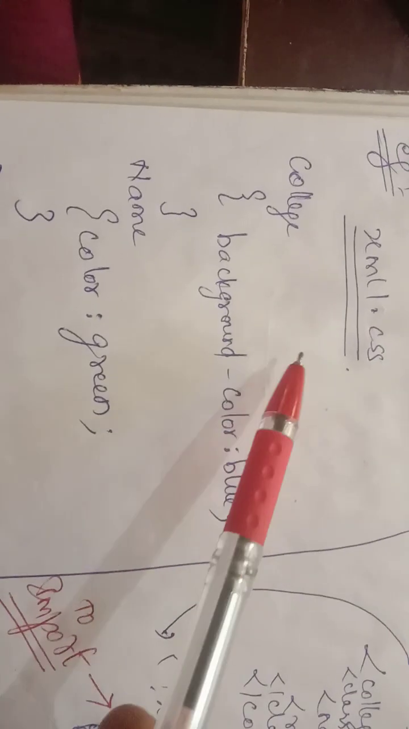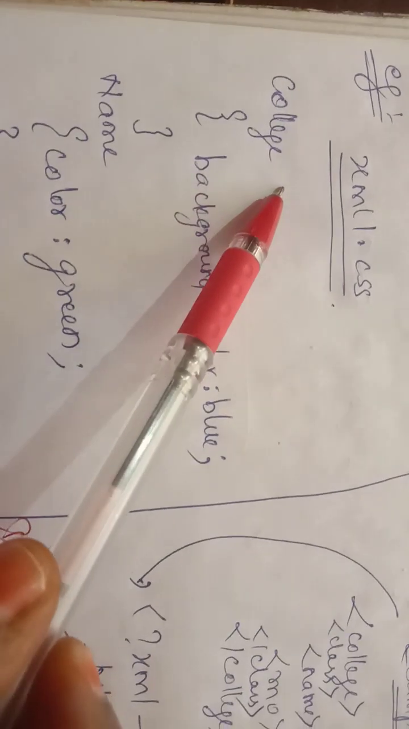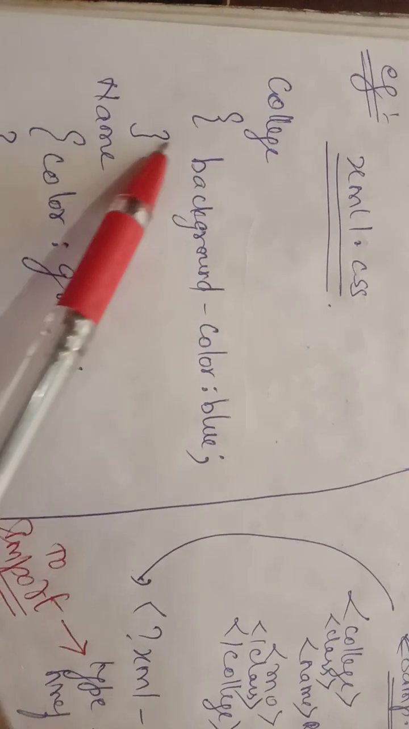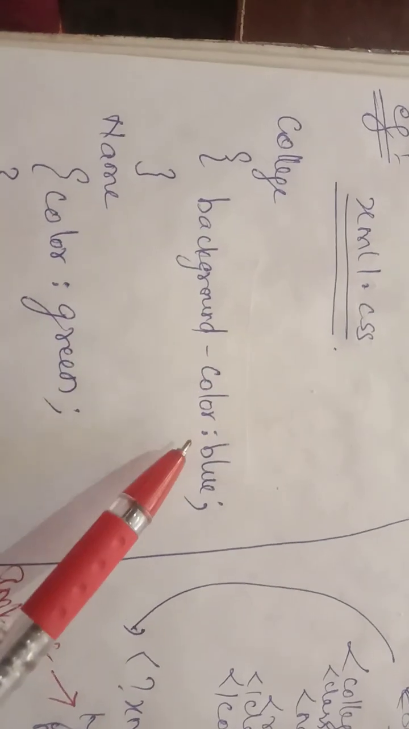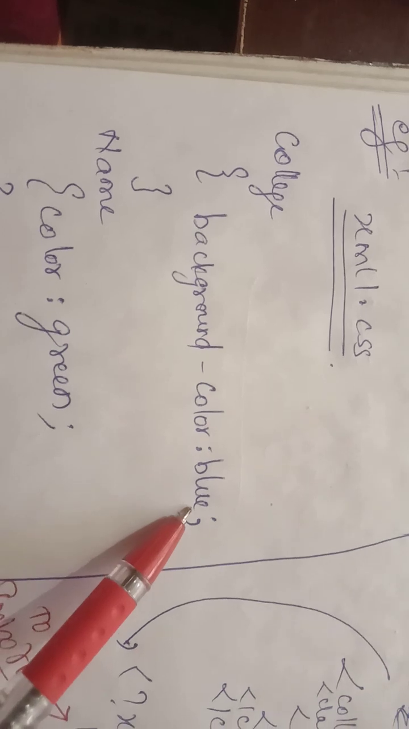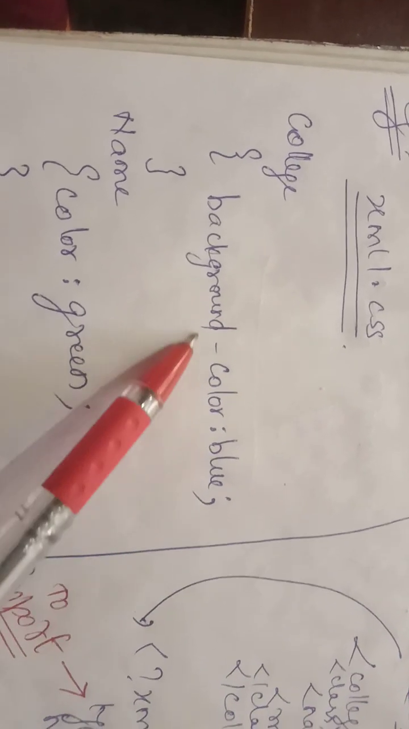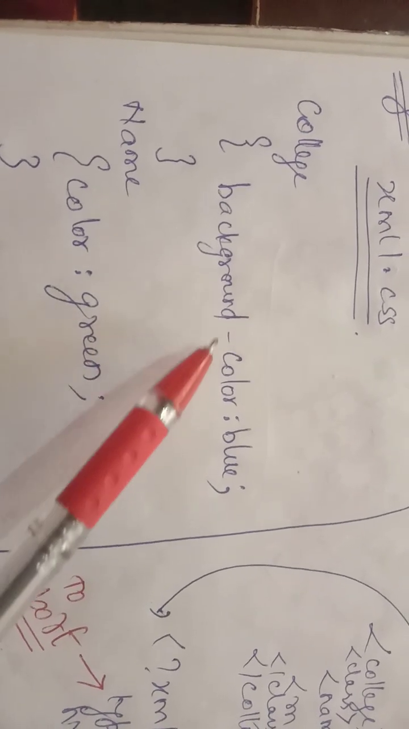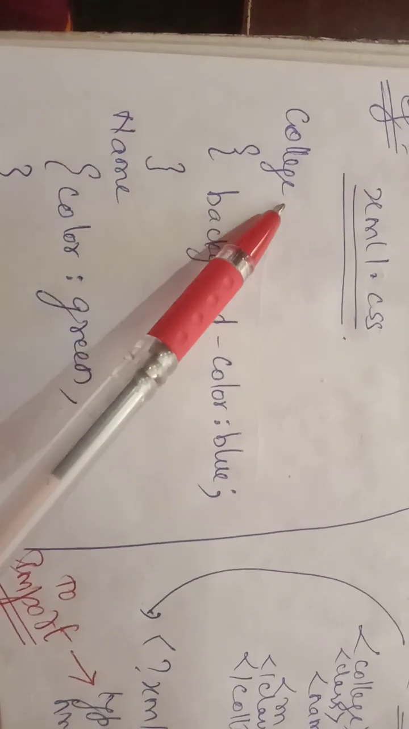So for that, I am going to write college, the element name, whatever you used in the XML. So that element name, and within the curly brackets you can write like this: background-color colon, whatever the color you need you can write it, and semicolon. Similarly, you can change the text style also. All those things can be done here, given in the set for this college element.